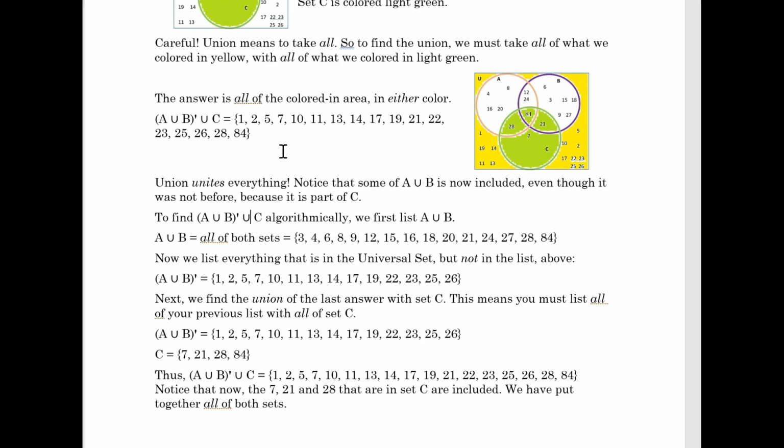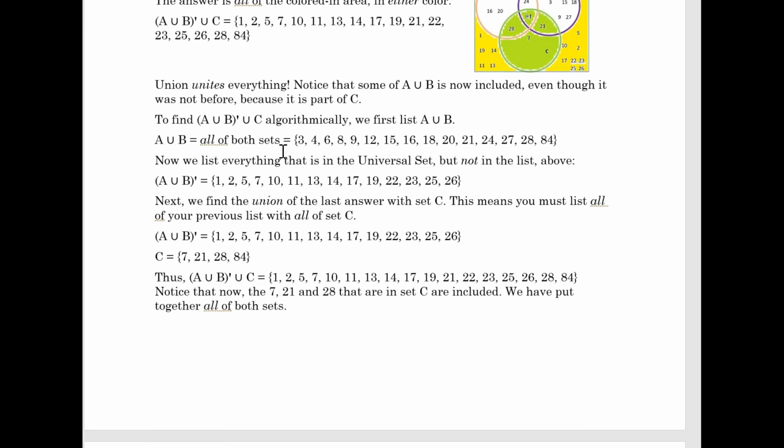Now let's talk about how to do this algorithmically instead of with the pictures, or in addition to the pictures. To do it algorithmically, first, the order of operations is to do what's inside parentheses first. So we list A union B, and we just list them. Those are anything that's either a multiple of 3 or a multiple of 4. We list it all there. And now we get the complement of that. That's this, which is everything we did not list here.